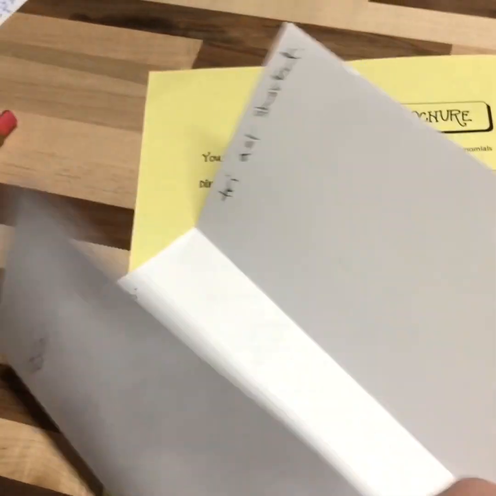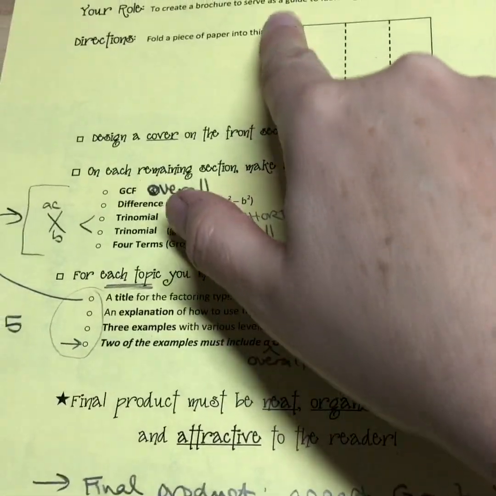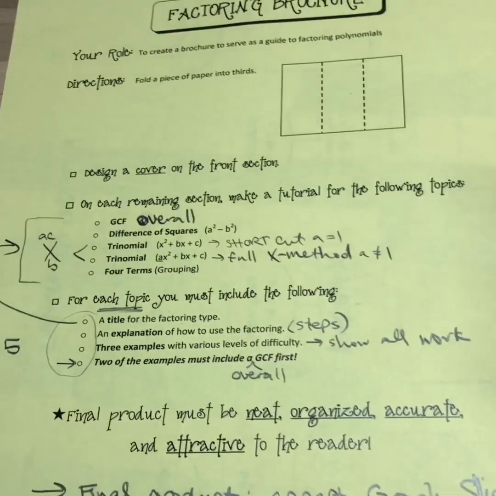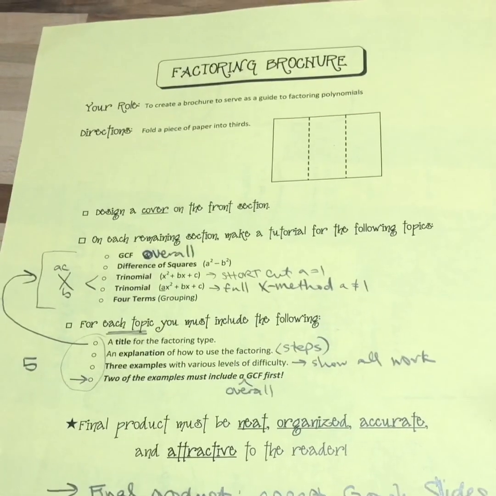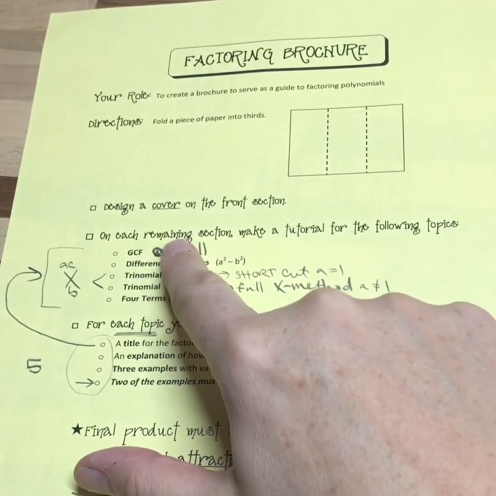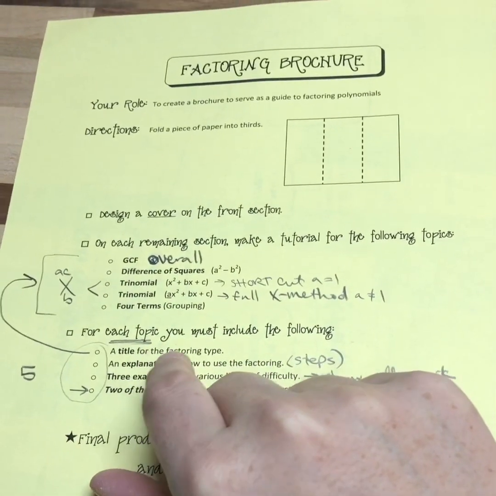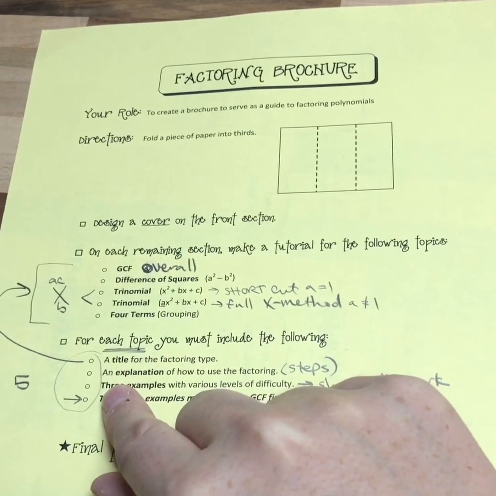Okay, so like I discussed, first section, you're going to design a cover on the front. Well, it's a factoring brochure, so call it a factoring brochure and then just decorate it however you want. Then on the remaining sections, there's 5 more sections. Each one is going to have the title. So these tell you what each section does.